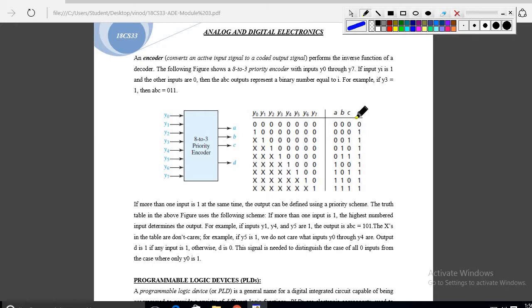ABC you have to write from 0 to 7. So this is exactly the encoder. If more than one 1 is present, you have to go for the priority scheme. For example, if inputs y1, y4, y5 are 1, what is the output? ABC is 1 not 1. You have to see it like that.